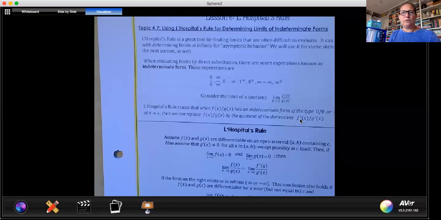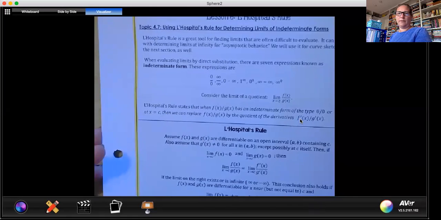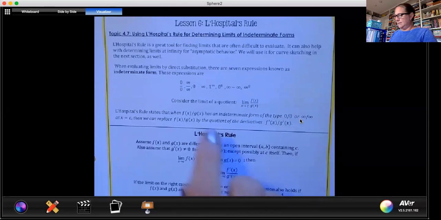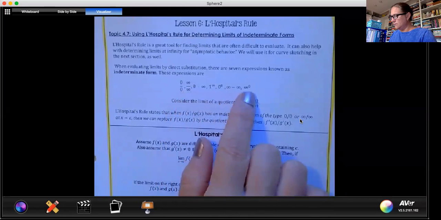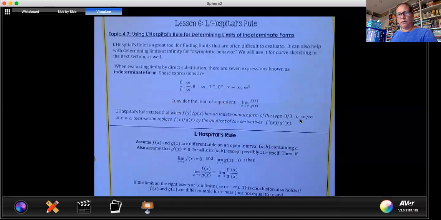Hey guys, today we're going to conclude chapter 4 with the last section, section 6, called L'Hopital's Rule. L'Hopital's Rule is going to be used when you go to find a limit and you get what is called the indeterminate form. The indeterminate form is mainly going to be 0 over 0 or infinity over infinity. Now, some of these others could also be used, but the first two are typically what you're going to see.